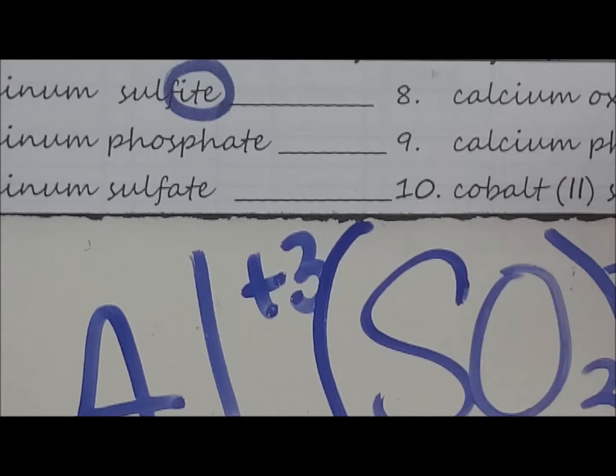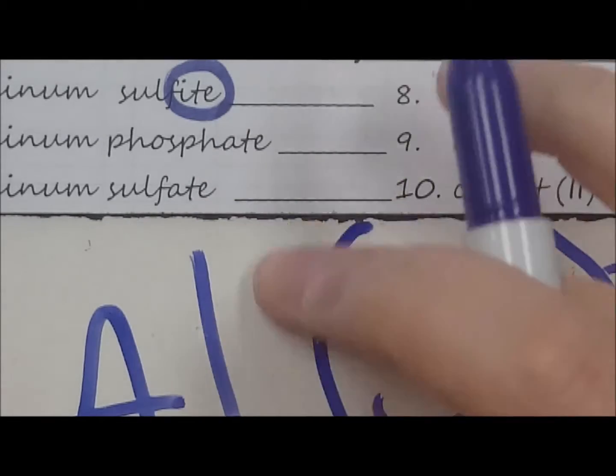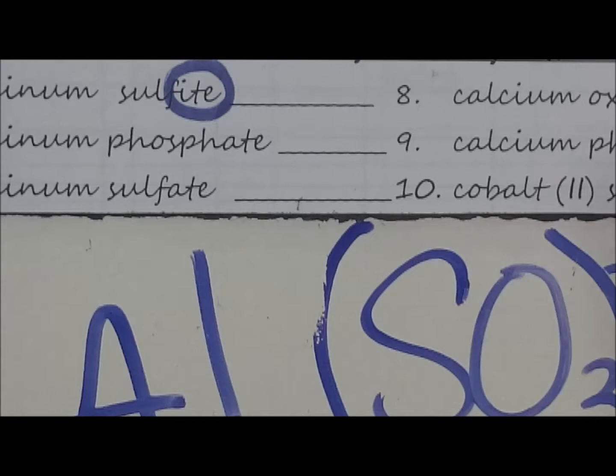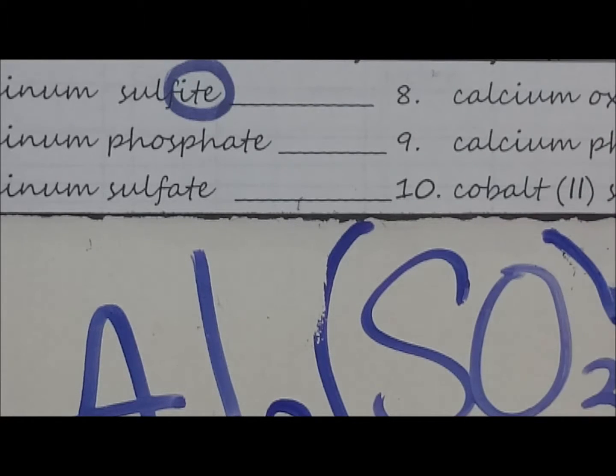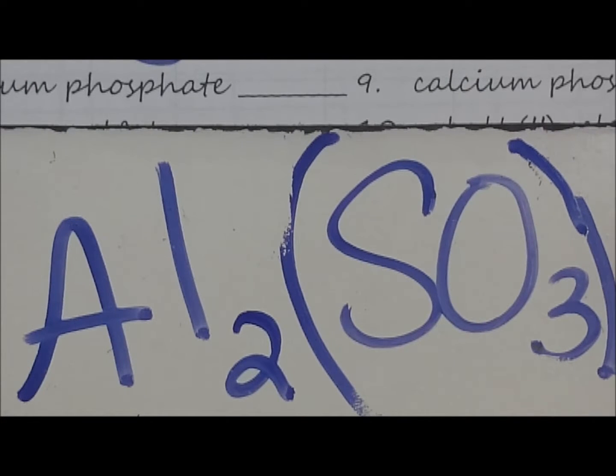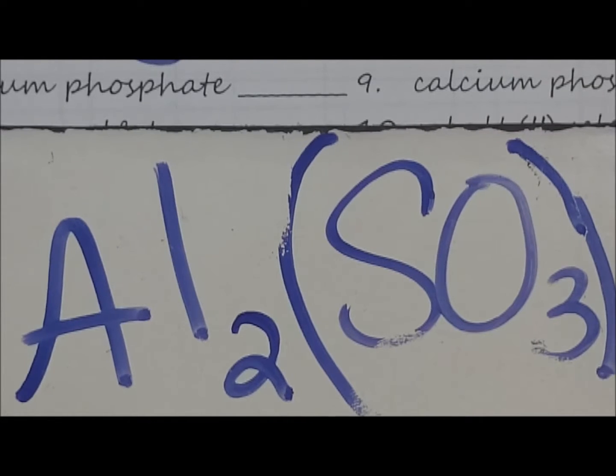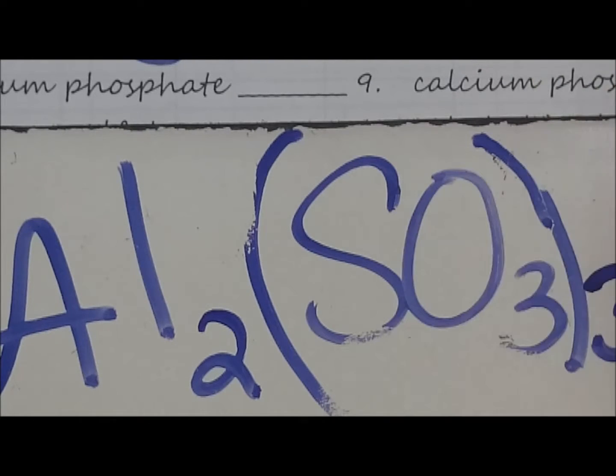Now the charges switch just like normal. So the charge for aluminum is going to become how many sulfites I have, and the charge for sulfite is going to become how many aluminums I have. That doesn't change. But what does change is this thing is treated like one thing rather than just an element. Okay? So your answer is Al, little 2, parentheses, SO3, that's sulfite, parentheses, 3. And that means that I have 3 sulfites. Okay? So we're going to try the next one.